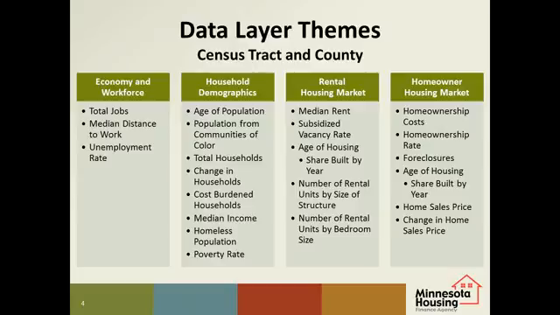Economy and workforce contains information about jobs, distance to work, and unemployment rate. The household demographics theme contains information about the people and households in a community, which includes basic demographic characteristics such as breakdown of age, proportion of population from a community of color, cost burden for renters and homeowners, and income characteristics. Finally, the housing market is broken into 2 themes: rental and home ownership market.